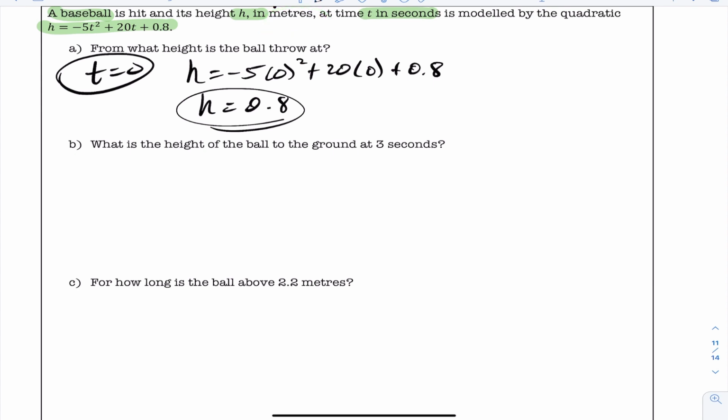So if I want to do a little sketch of this diagram, it's going to look something like this. We know it's a quadratic. We know the leading coefficient is negative. I know it's going to open downwards. I now know that this is my initial starting point of 0.8 meters, and we're going to proceed like that.